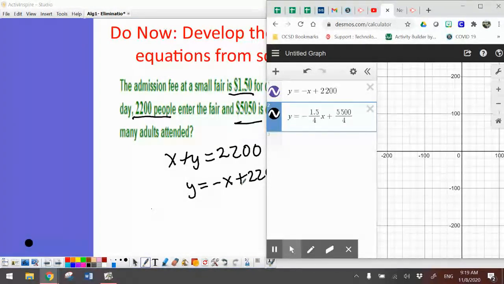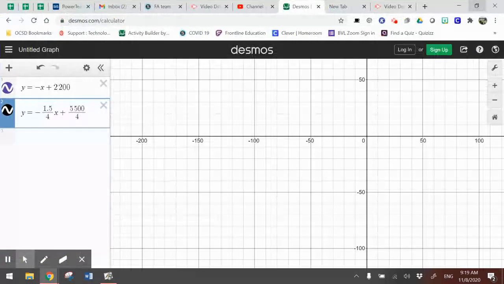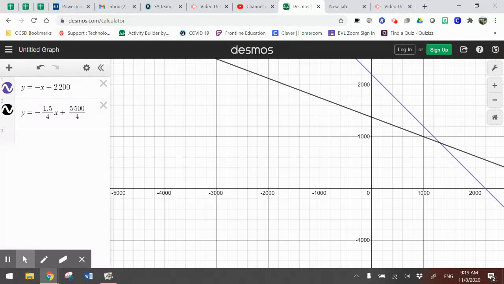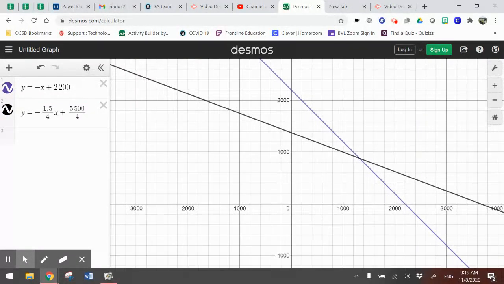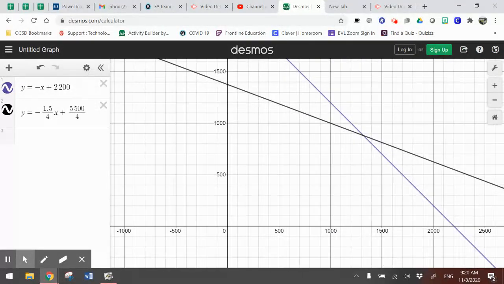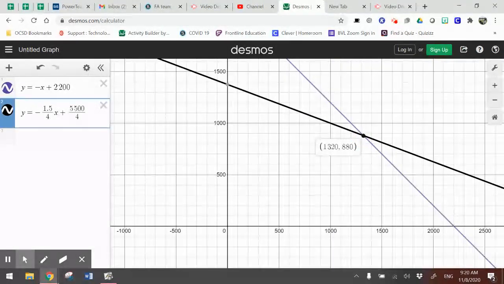Okay? All right, so we're looking for the point of intersection. Well, obviously I'm not seeing anything. Why am I not seeing anything? Well, I'm at 0 and I'm counting my 50s and I'm supposed to be up in the thousands. So I'm going to go ahead and shrink this in until I can see my graph. And I'm going to click and find my intersection. So where do we think our intersection is? It says 1320 and 880.